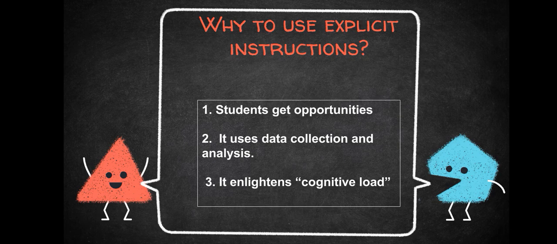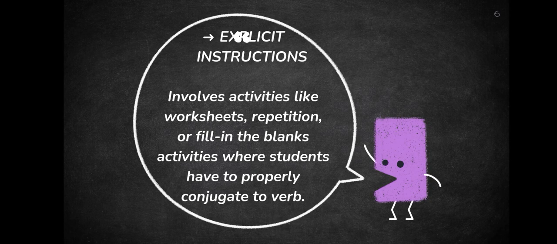Explicit instruction involves activities like worksheets, repetition, or fill-in-the-blank activities where students have to properly conjugate the verb. So the idea here is to have students consciously focus on and learn grammatical forms and their position in a sentence. As I said earlier, explicit instruction is a great way to teach grammatical forms, but it comes with certain drawbacks.